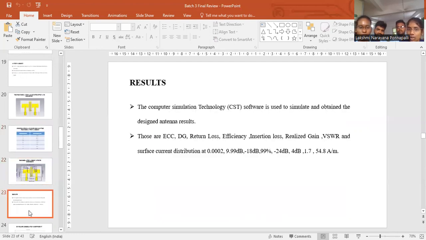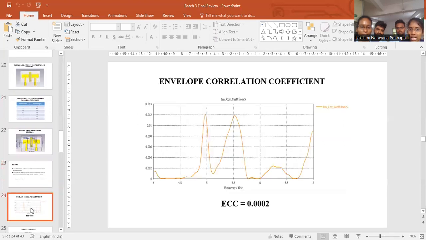Coming to results, we obtain the antenna parameters with the help of the CST simulation software tool. Here, Computer Simulation Technology is used to run and simulate our desired antenna. Here we obtain several parameters like ECC, DG, return loss, efficiency, insertion loss, realized gain, VSWR, and surface current distributions at different values. First, coming to envelope correlation coefficient, in our proposed project we got an envelope correlation coefficient value of 0.002.